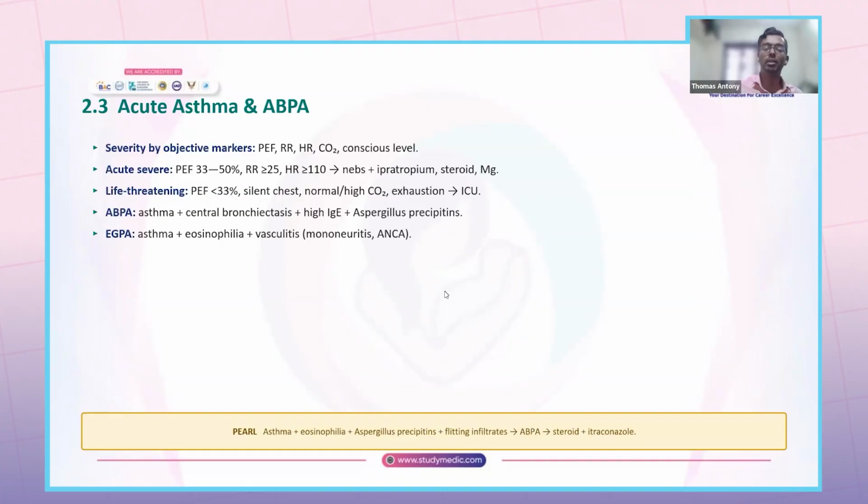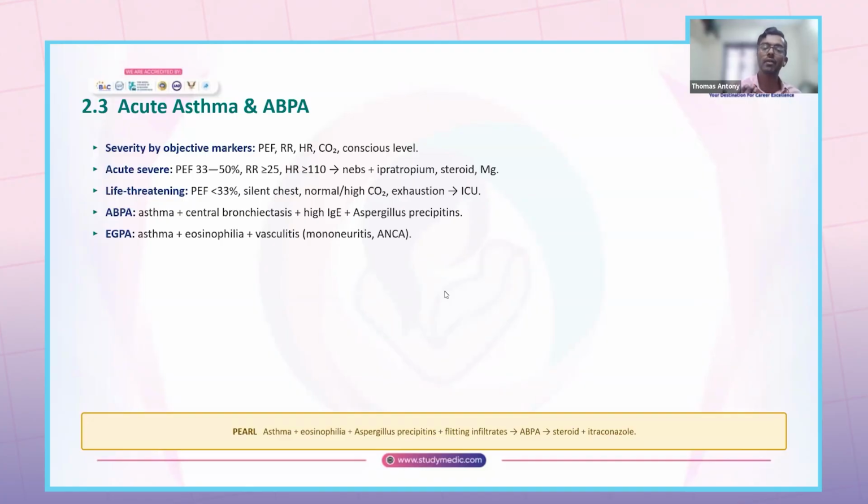In acute severe cases where PFR is 33 to 50%, respiratory rate is more than or equal to 25, and heart rate more than or equal to 110, you can administer nebulizations, ipratropium, steroid, and magnesium if required. And in life-threatening conditions where PFR is less than 33%, or if there is a silent chest, normal or high PCO2, or exhaustion, then refer the patient to ICU.